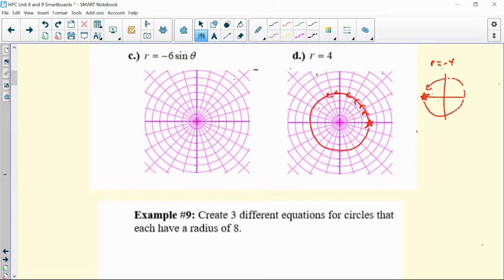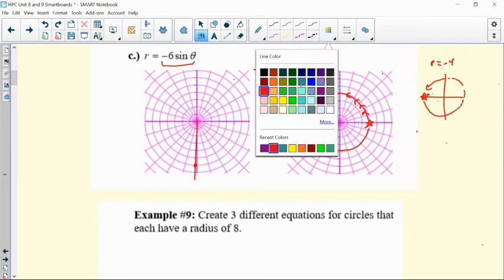Okay, and then negative 6 sine theta. So we're thinking negative y-axis since it's negative sine. We want to associate that, and we're going to find out in class there are other graphs, that association with sine being y and cosine being x is really, really important. Diameter of negative 6, so 1, 2, 3, 4, 5, 6. So I know it's going to head down there.